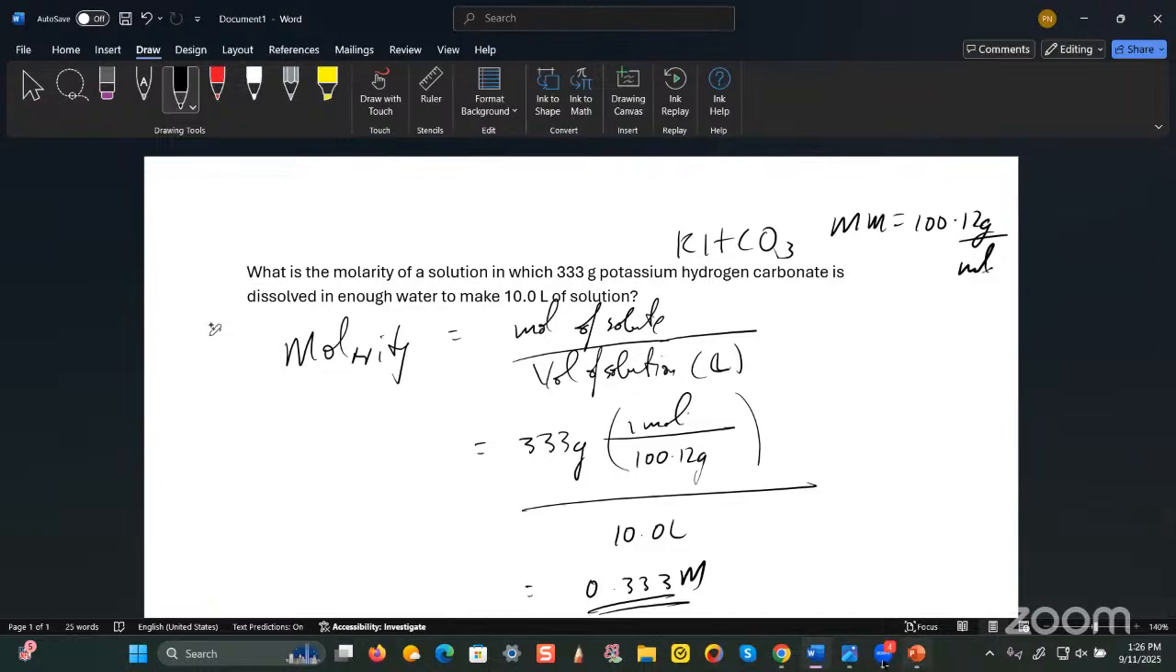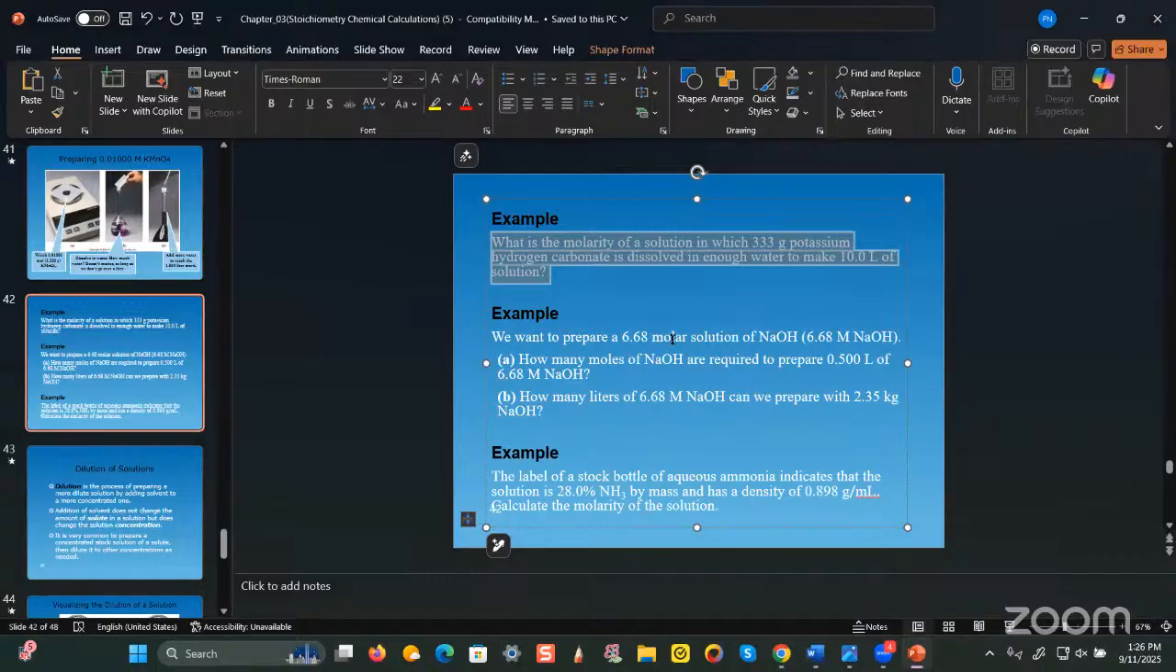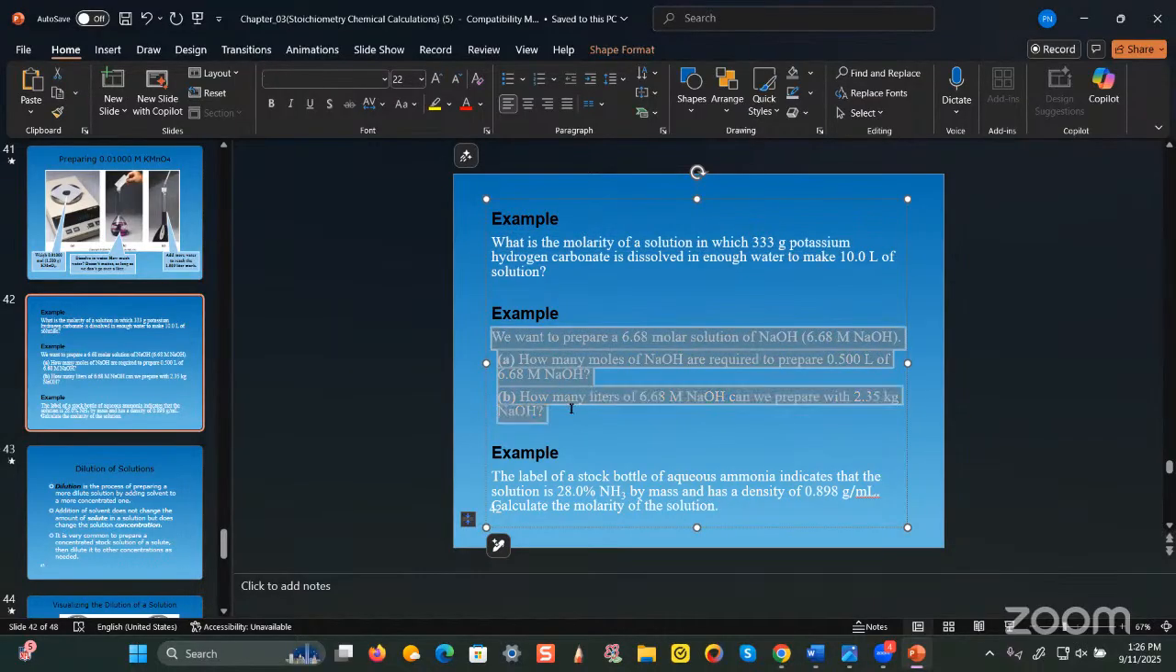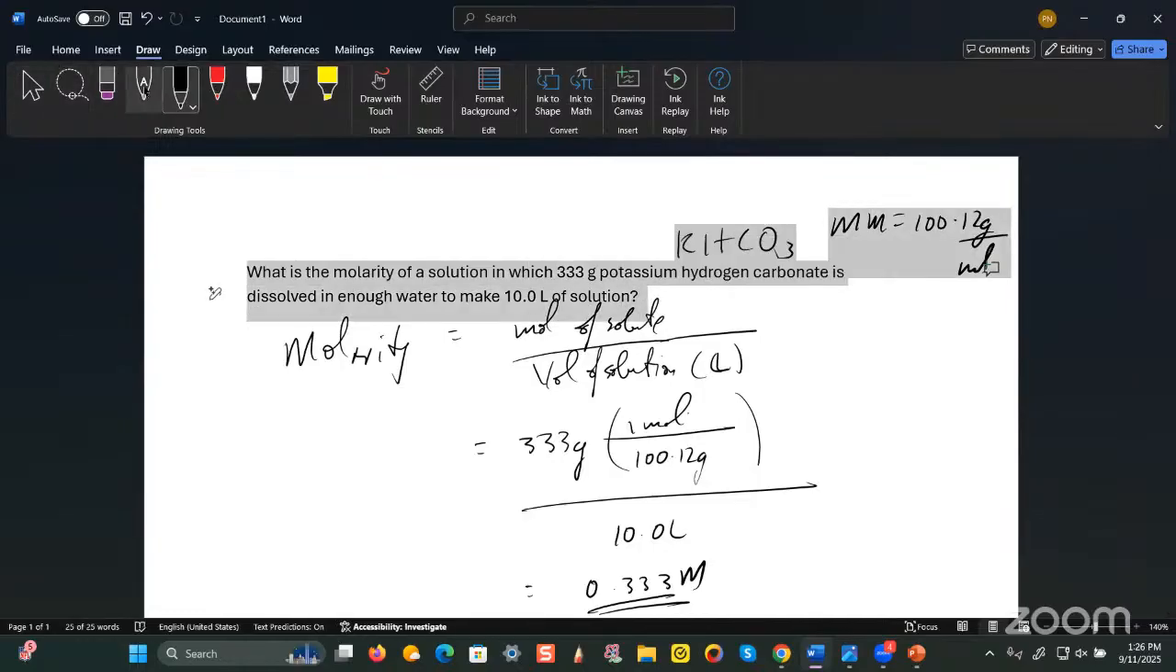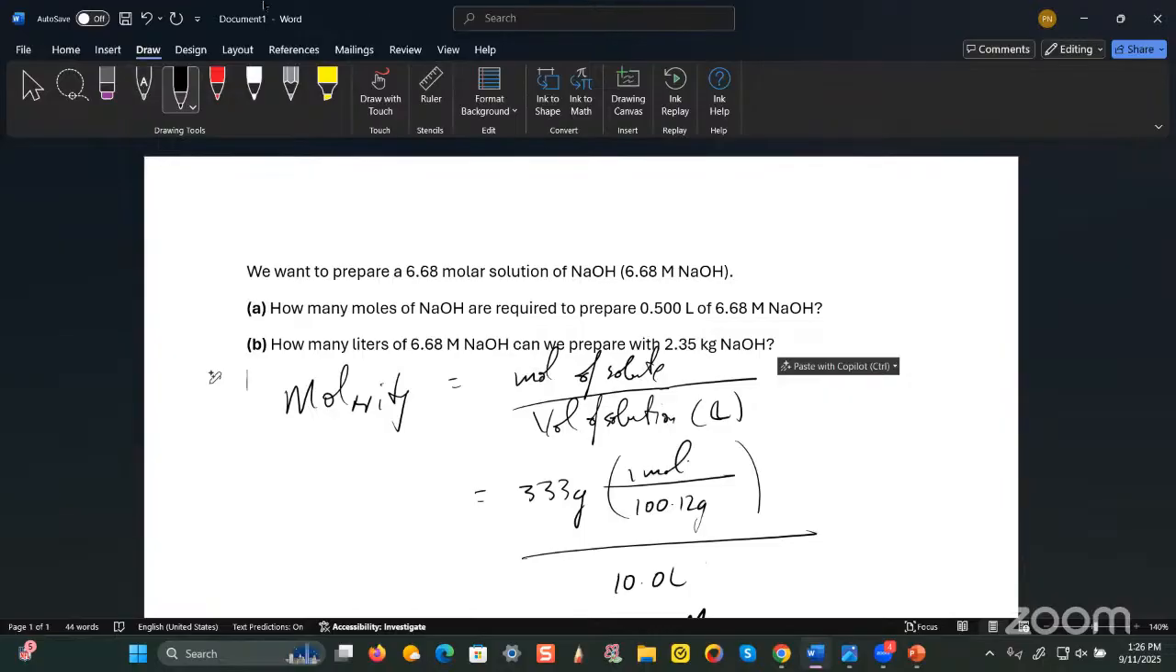Okay, let me go back to see what the next question is. Okay, so the next question is, I want to just copy and paste. Let me just copy and paste it right here. And let me also get rid of this here.